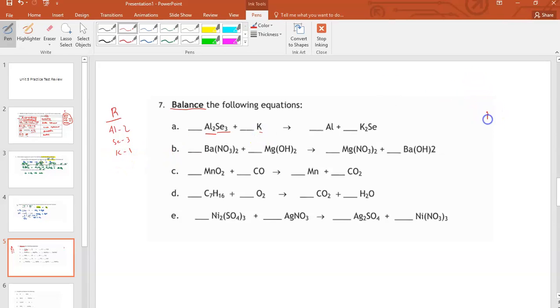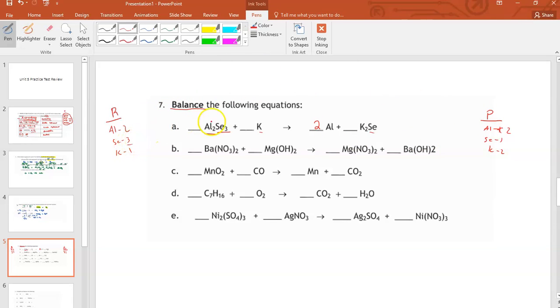On my product side here, I have 1 aluminum, 1 selenium, and 2 potassium. So we are not balanced. So we need to go about balancing to make sure we have the same number of everything on each side. So we'll start with aluminum. We have 2 here. So I will start by just putting a 2 right there, which would now make the product side also a 2. So my aluminum is now balanced.